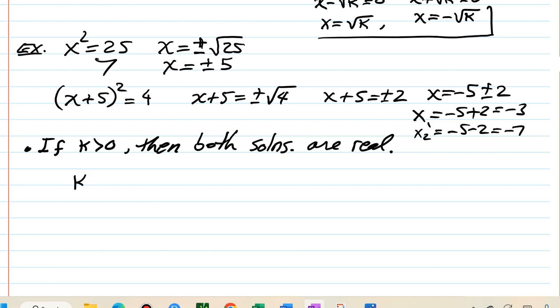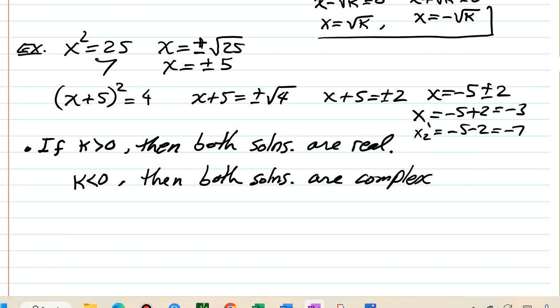What if k is negative? If k is negative, then we're going to have two imaginary solutions. Both solutions are complex, because we end up taking the square root of negative numbers, right? What if k is 0? Well, in that case, 0 will be a solution, and we call that a double solution.